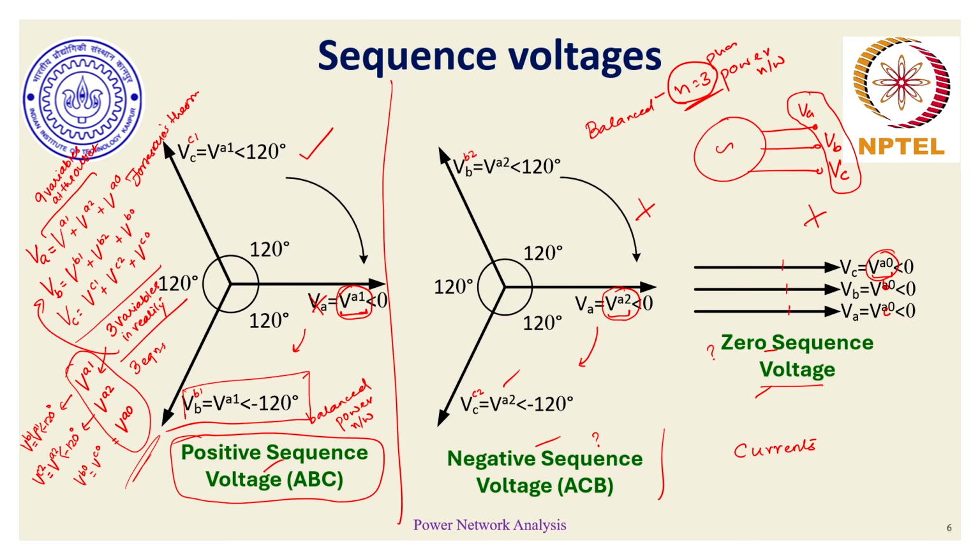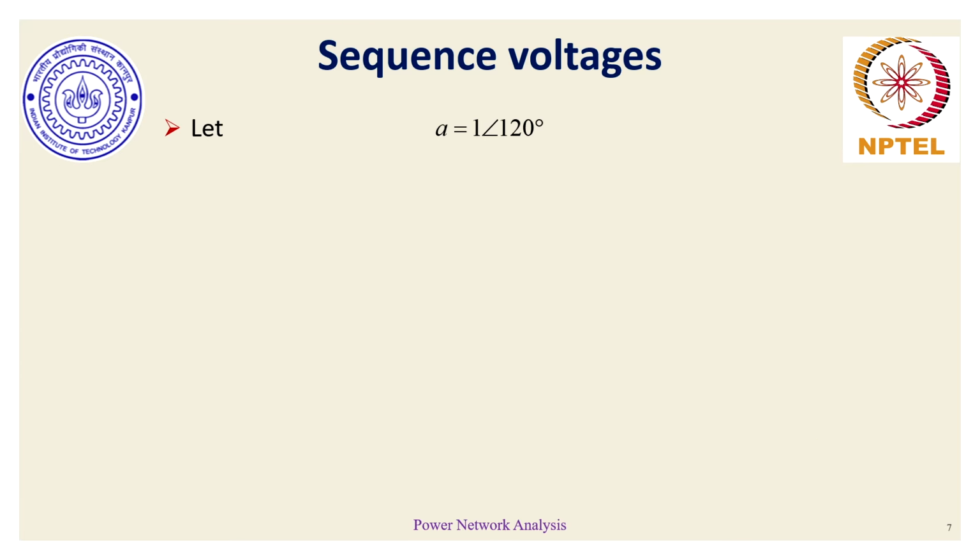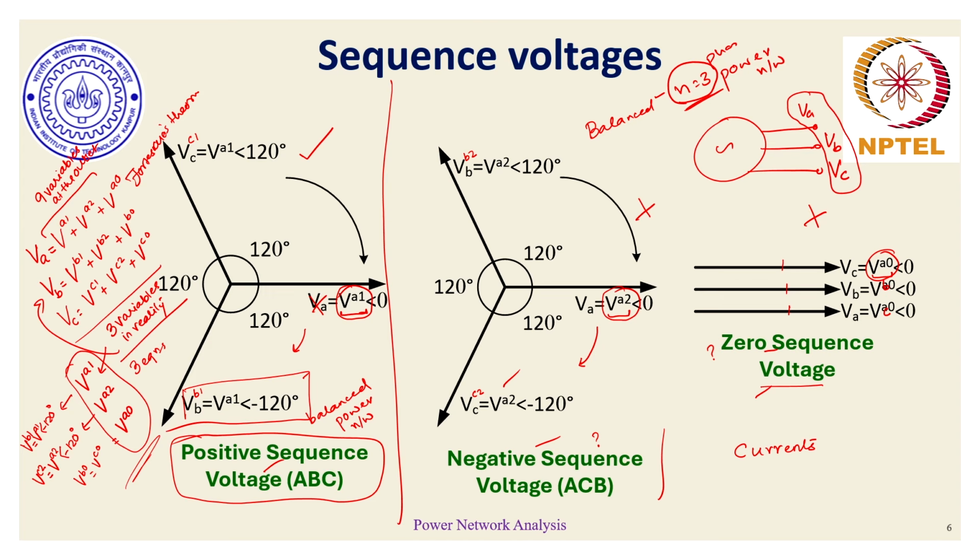To simplify our discussion, we will define a complex operator a, which is a phasor of magnitude 1 and phase angle of 120 degrees. As per the diagram of positive sequence voltage, I can express VC1, which is VA1 at an angle 120 degrees. Having defined small a, please don't confuse this a with the phase A reference. This is a different operator, defined as 1 at an angle 120 degrees. Then VC1 is nothing but a times VA1.